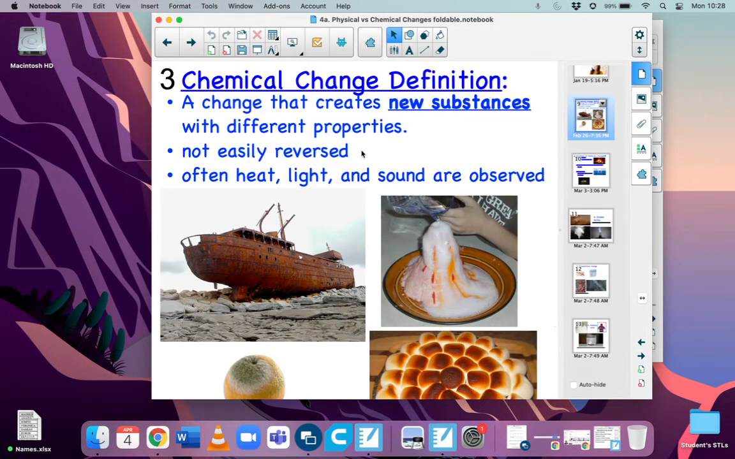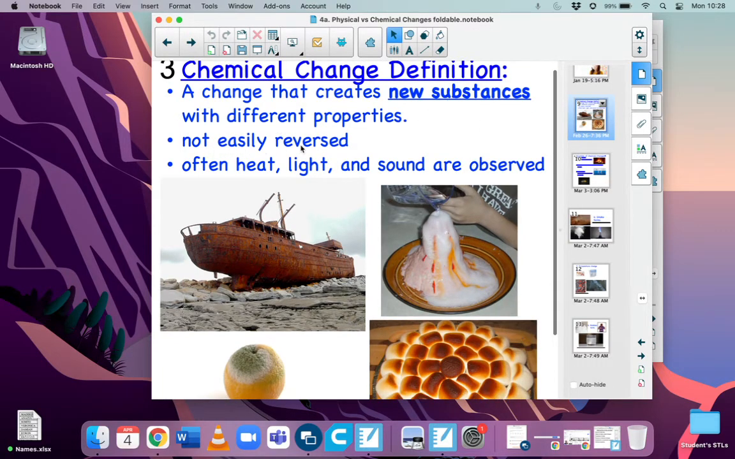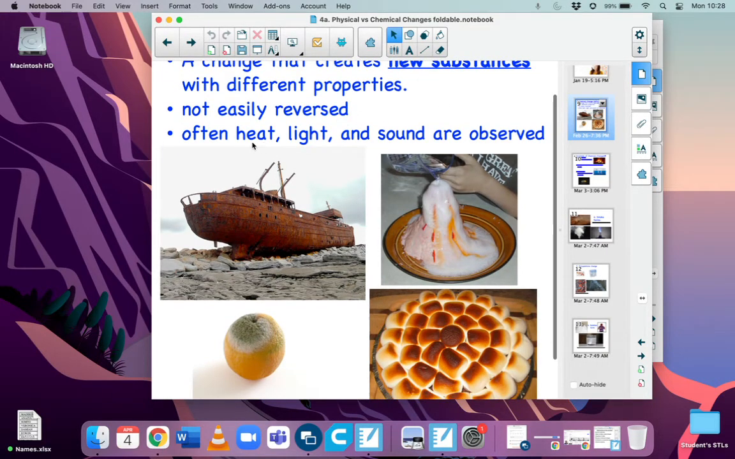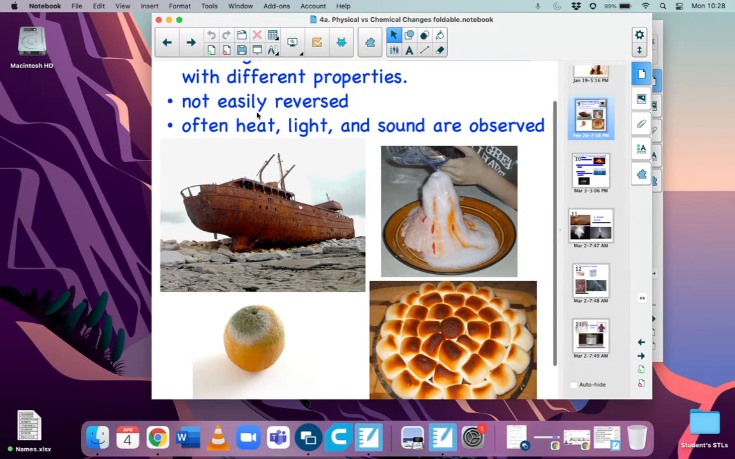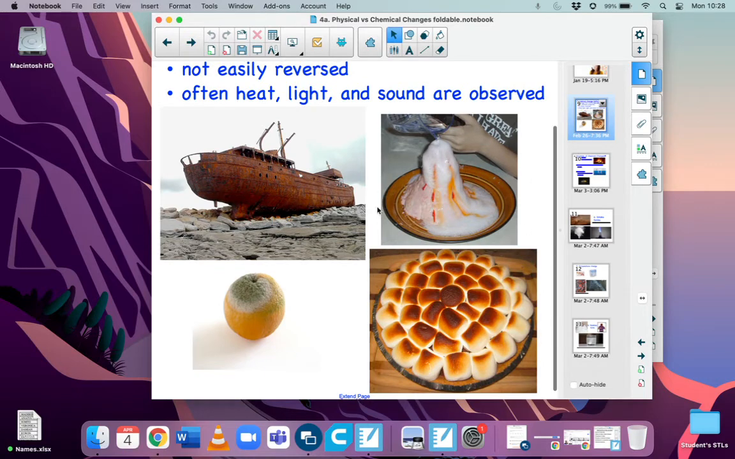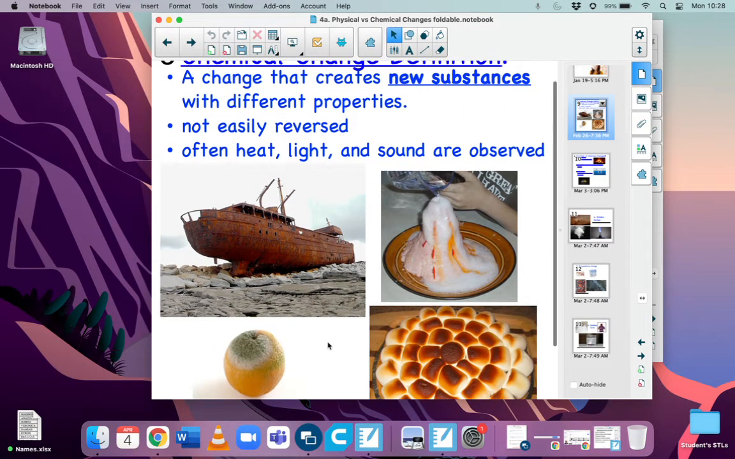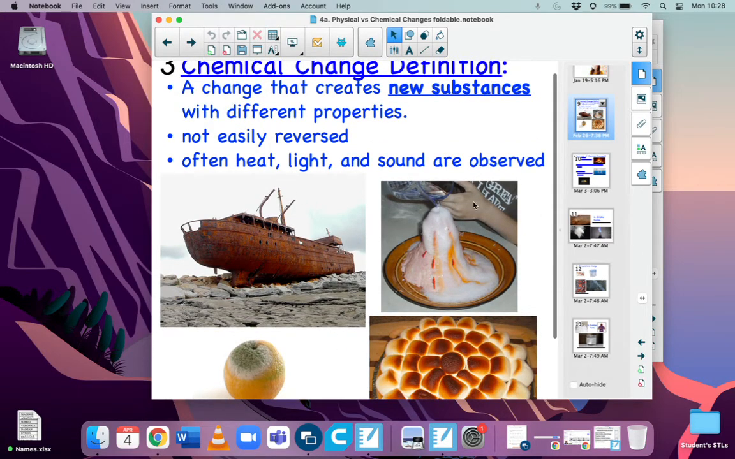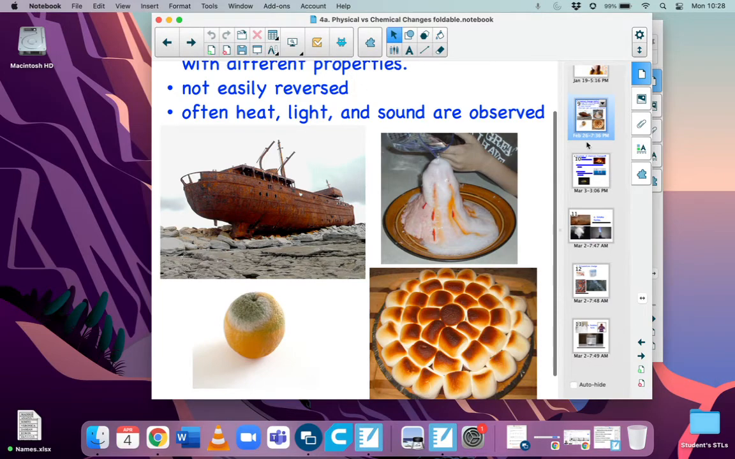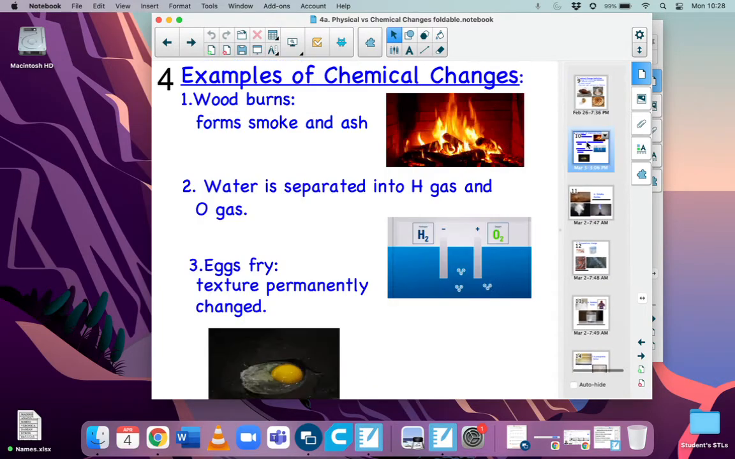A chemical change, though, creates a new substance with different properties than what it had before. And they're not usually easily reversed. And oftentimes you'll observe signs of a chemical reaction, like heat being produced, or light being produced, or sound. Like what happens when you mix baking soda and vinegar. It'll bubble up, right? The temperature will change, if you remember from the lab, and it'll make a sound because of the bubbles. An orange molding, it's a totally new substance. It's not easily reversed. It's not reversible at all. That's totally a chemical change. Rust is a sign of a chemical change. And anytime you burn or toast anything like these marshmallows, that's a sign of a chemical change as well.